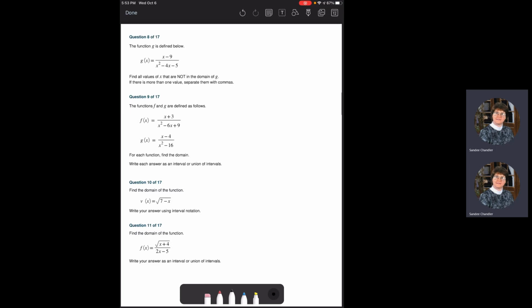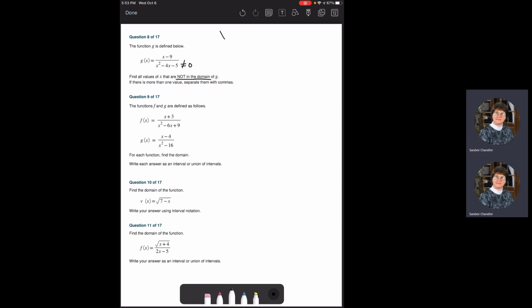Question number 8. We have the function g defined as g of x equals, numerator is x minus 9, denominator is x squared minus 4x minus 5. And they want us to find all the values of x that are not in the domain. All right, if there's more than one, separate with commas, of course. So basically you need to remember that the denominator cannot equal 0.